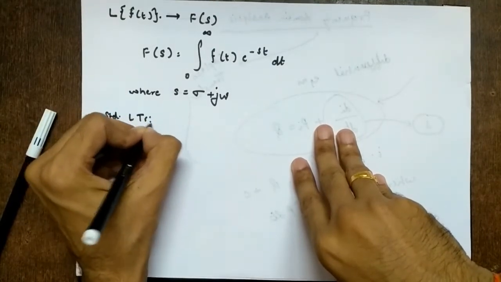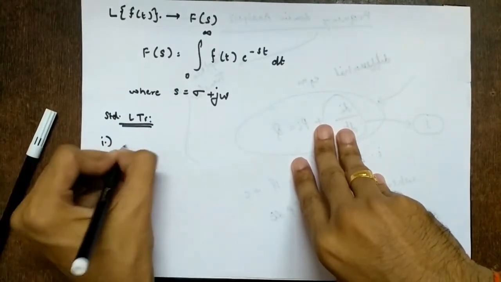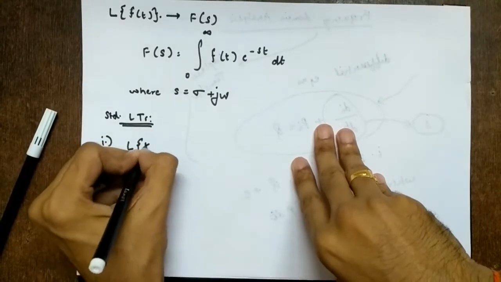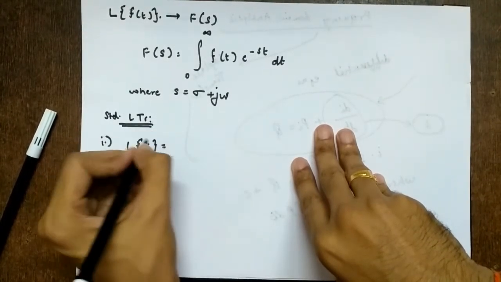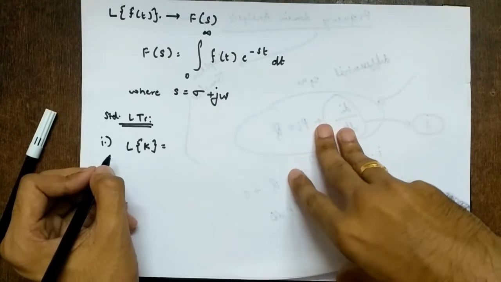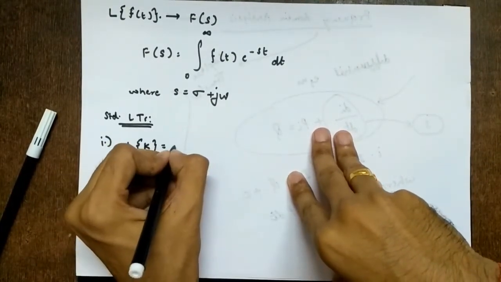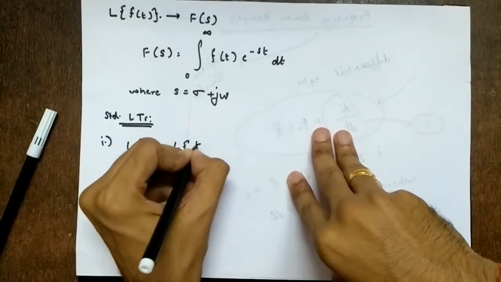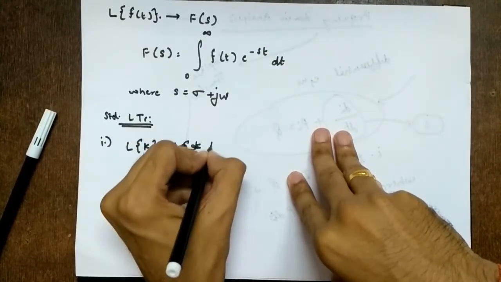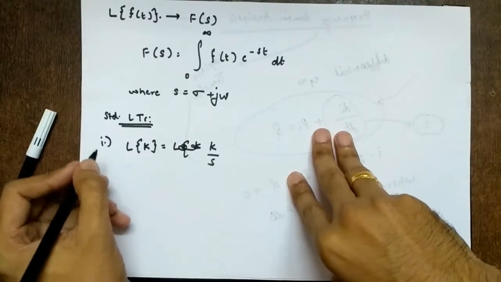Then there are some standard Laplace transforms, right? So we'll see that. Laplace transform of a constant k, what is it? Let's say this k equal to 1. What is Laplace transform of 1? You have studied this in mathematics. So it is 1 by s. So for Laplace transform of k, it is nothing but k by s.